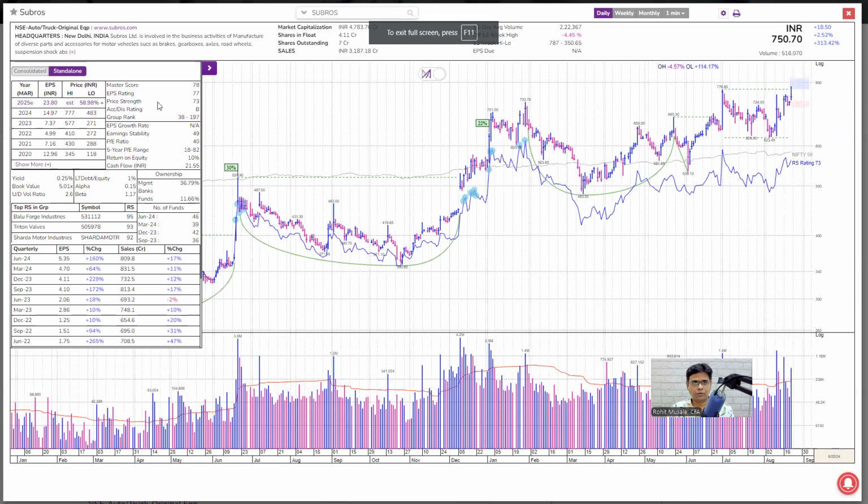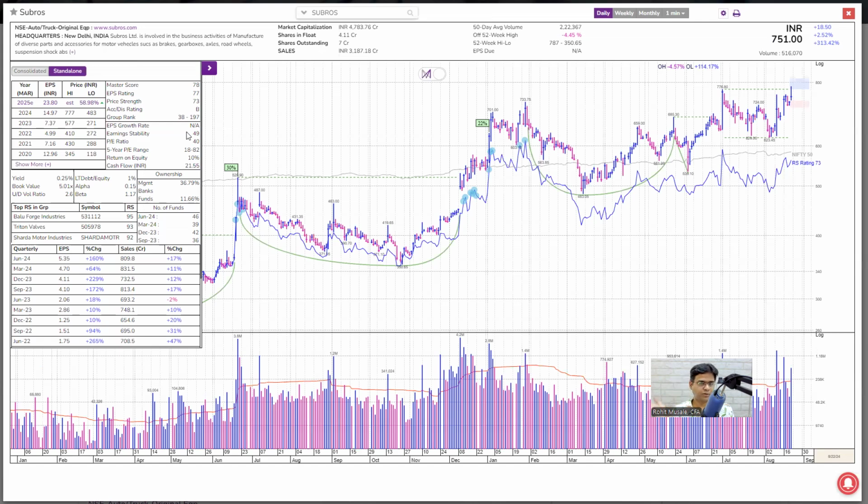Okay, so look at these ratings. The EPS rating is 77. What does that mean? It means that out of all the stocks in the Indian stock market, there are 23% of stocks which are doing better than this stock in terms of earnings stability and earnings growth. Now, 23% of 5,000 stocks is more than 1,000 stocks, correct?